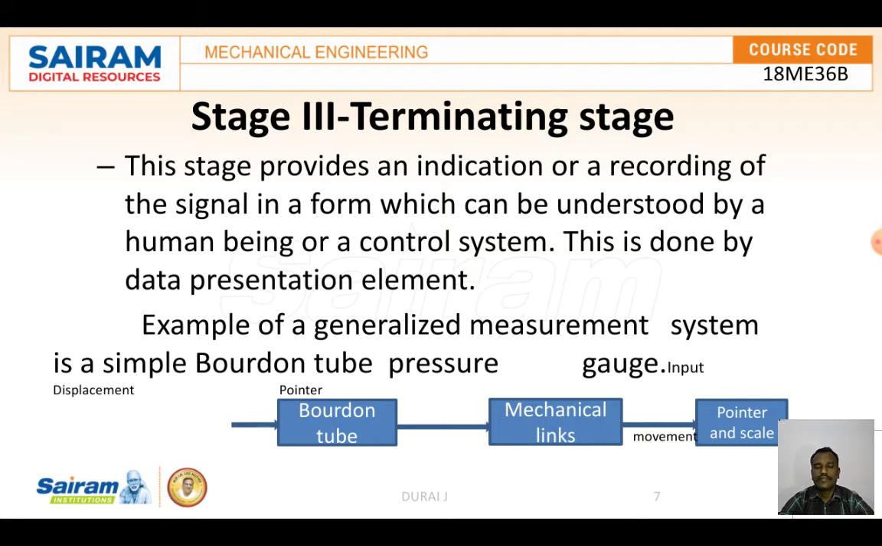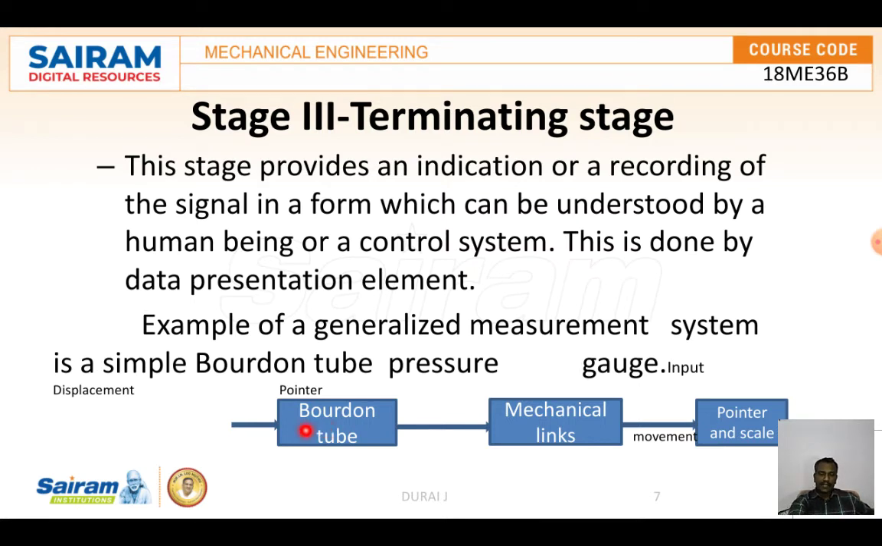An example of this generalized measurement system is the Bourdon pressure gauge. If you take the Bourdon pressure gauge, here we have the Bourdon tube, the mechanical linkages, and the pointer and scale. The Bourdon tube is the sensing element. The second stage is the modifying or conversion stage, and then the pointer and the scale.